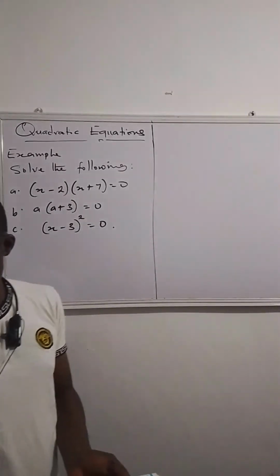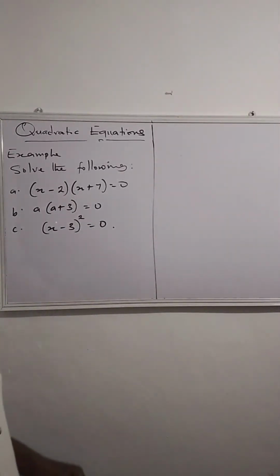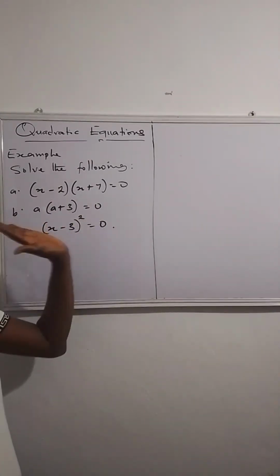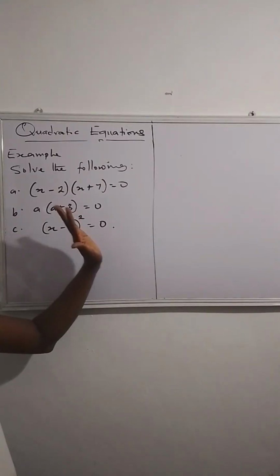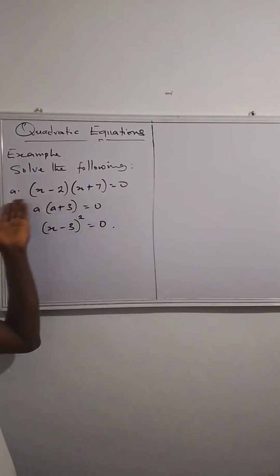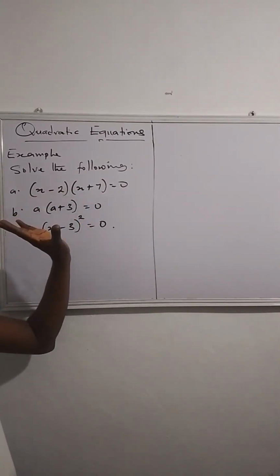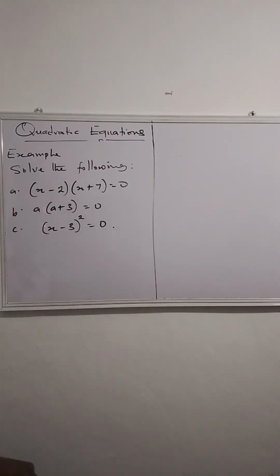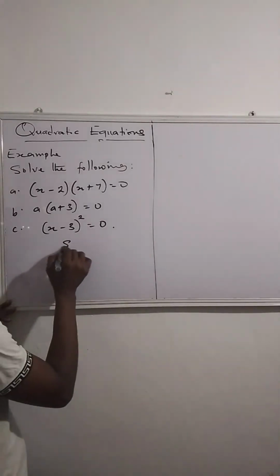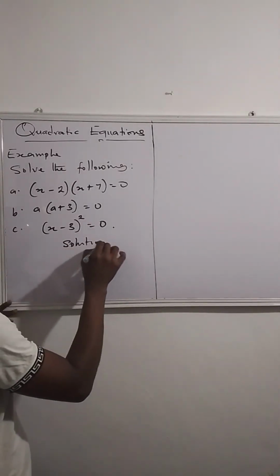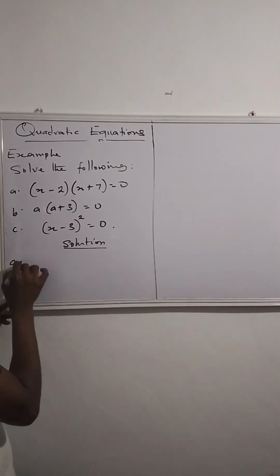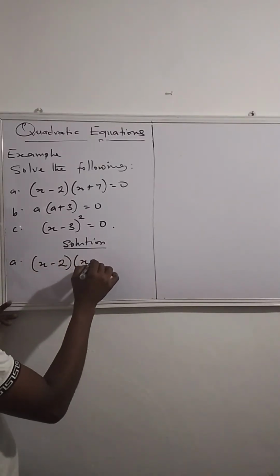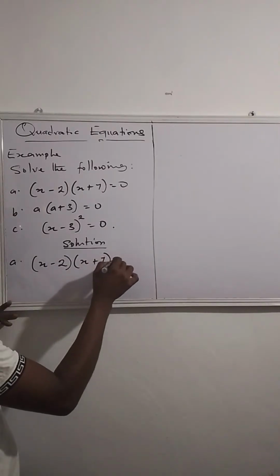Okay, now let's look at the questions we have on the board. You have to solve the following. These are quadratic equations. By the time you expand this, you will see clearly that it has the power of 2. So you have to solve the following quadratic equation. Let's look at the first question. We have x minus 2 times x plus 7 equals 0.